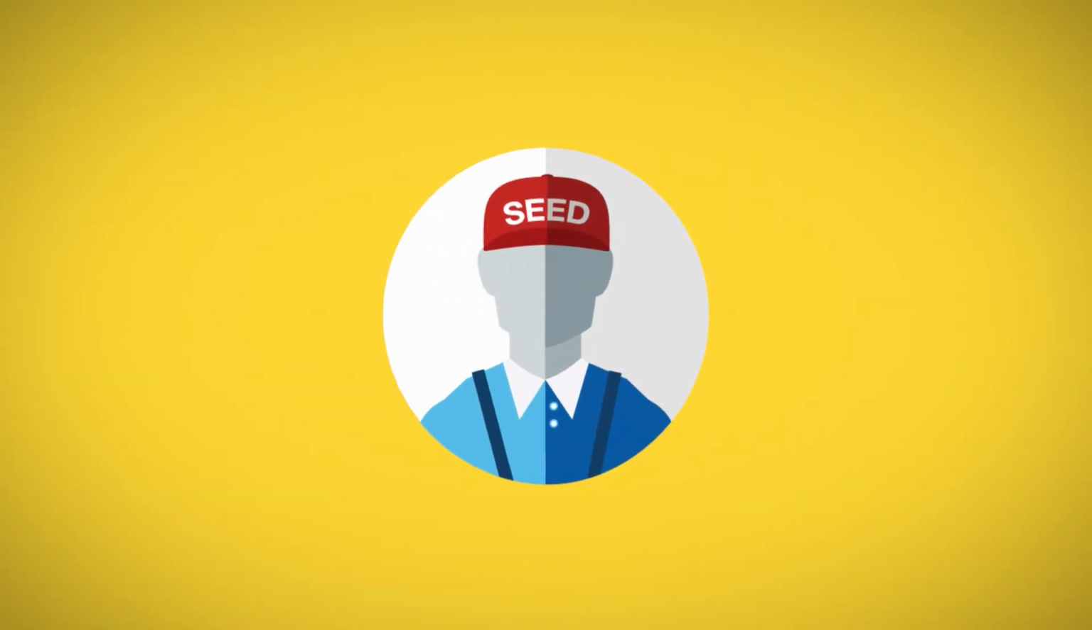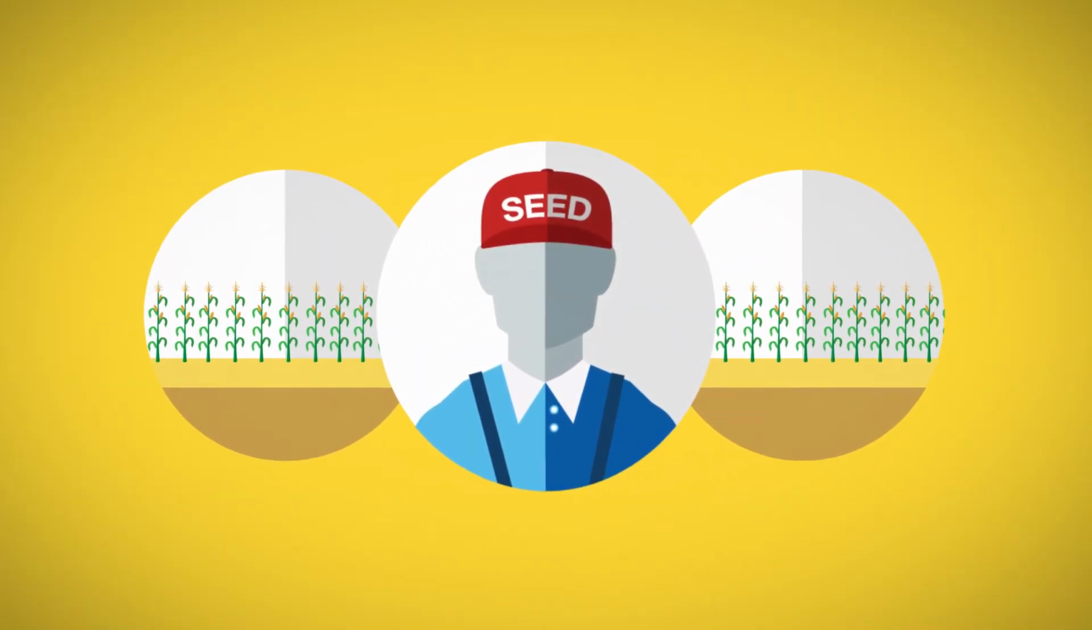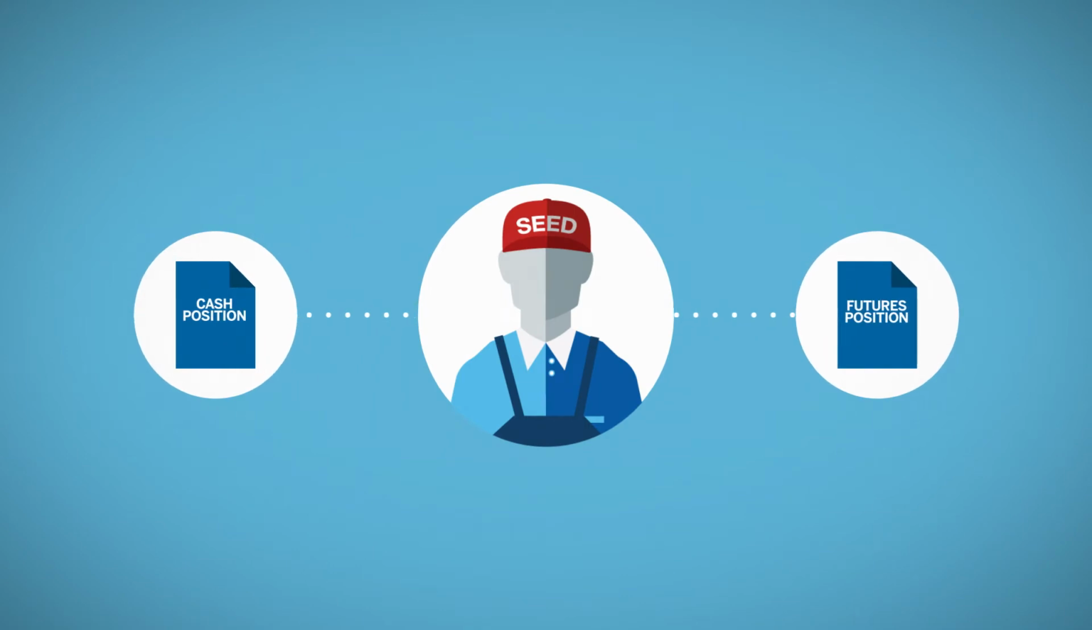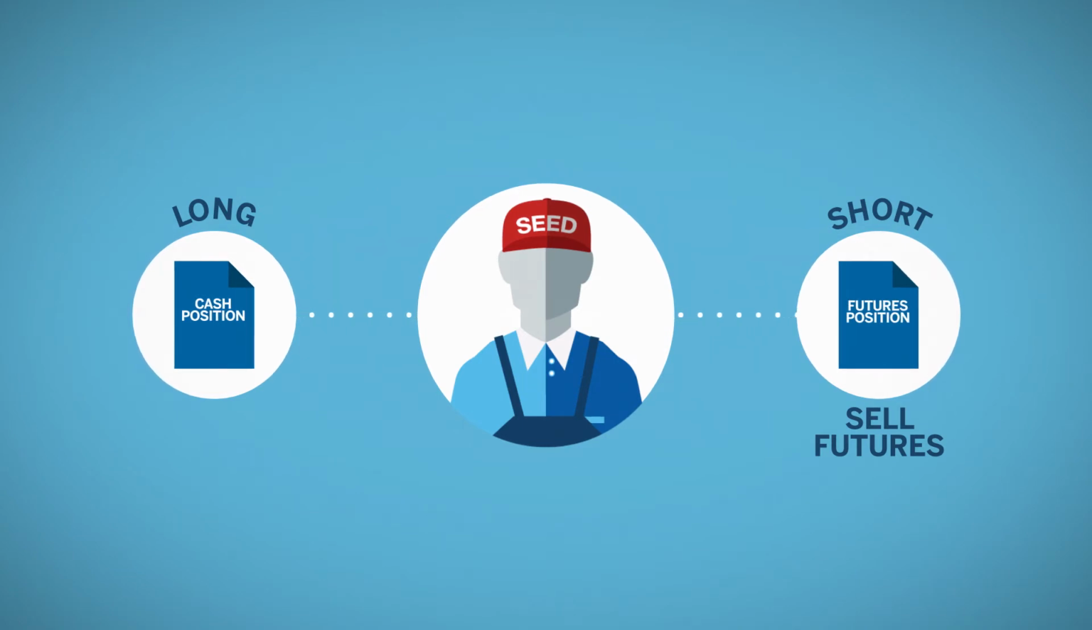Take, for example, a farmer whose crop is still growing in the field. In market terminology, he has a long cash position. So, in order to hedge and lock in a selling price, he would take a short position in the futures market by selling futures contracts now and buying them back later when it is time to sell his crops in the cash market.